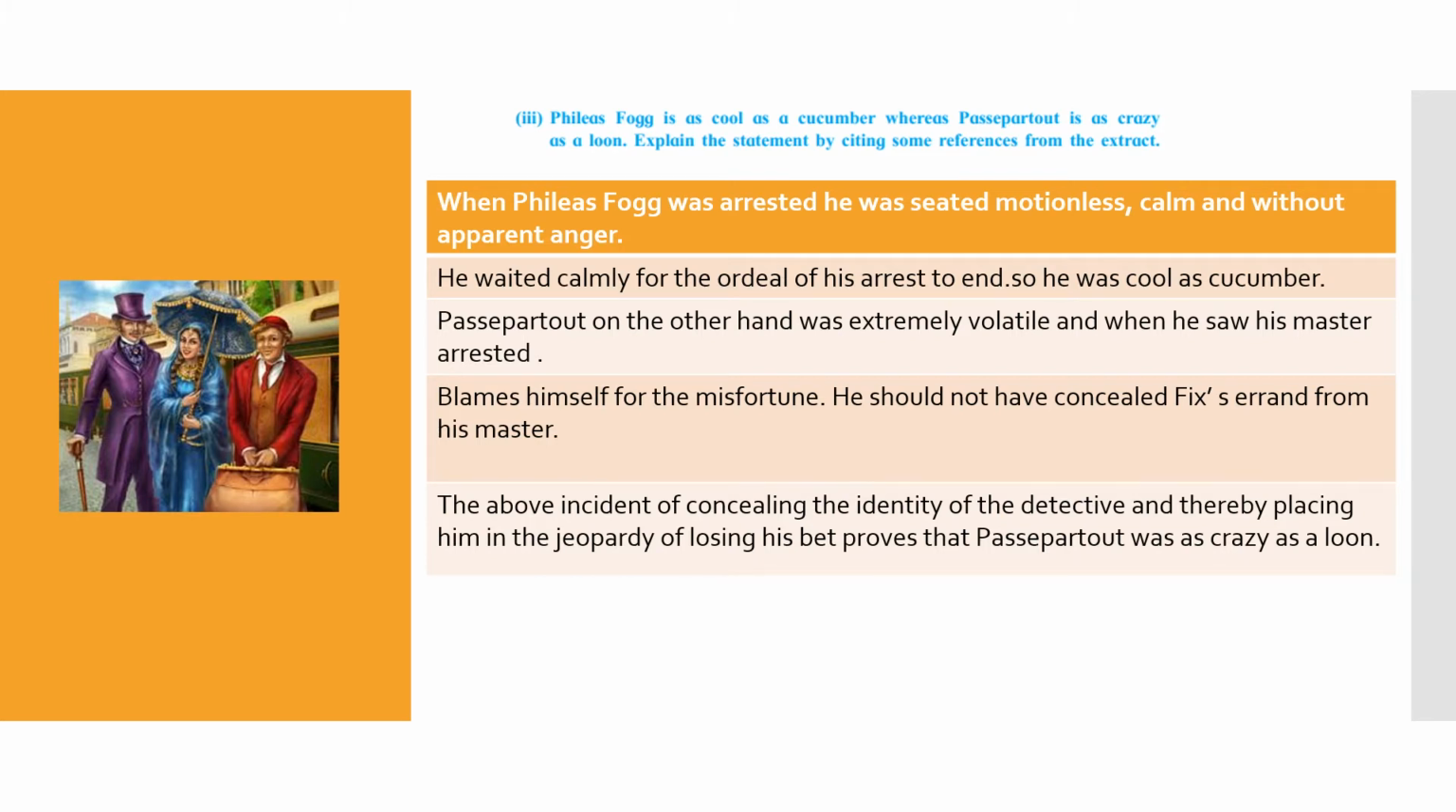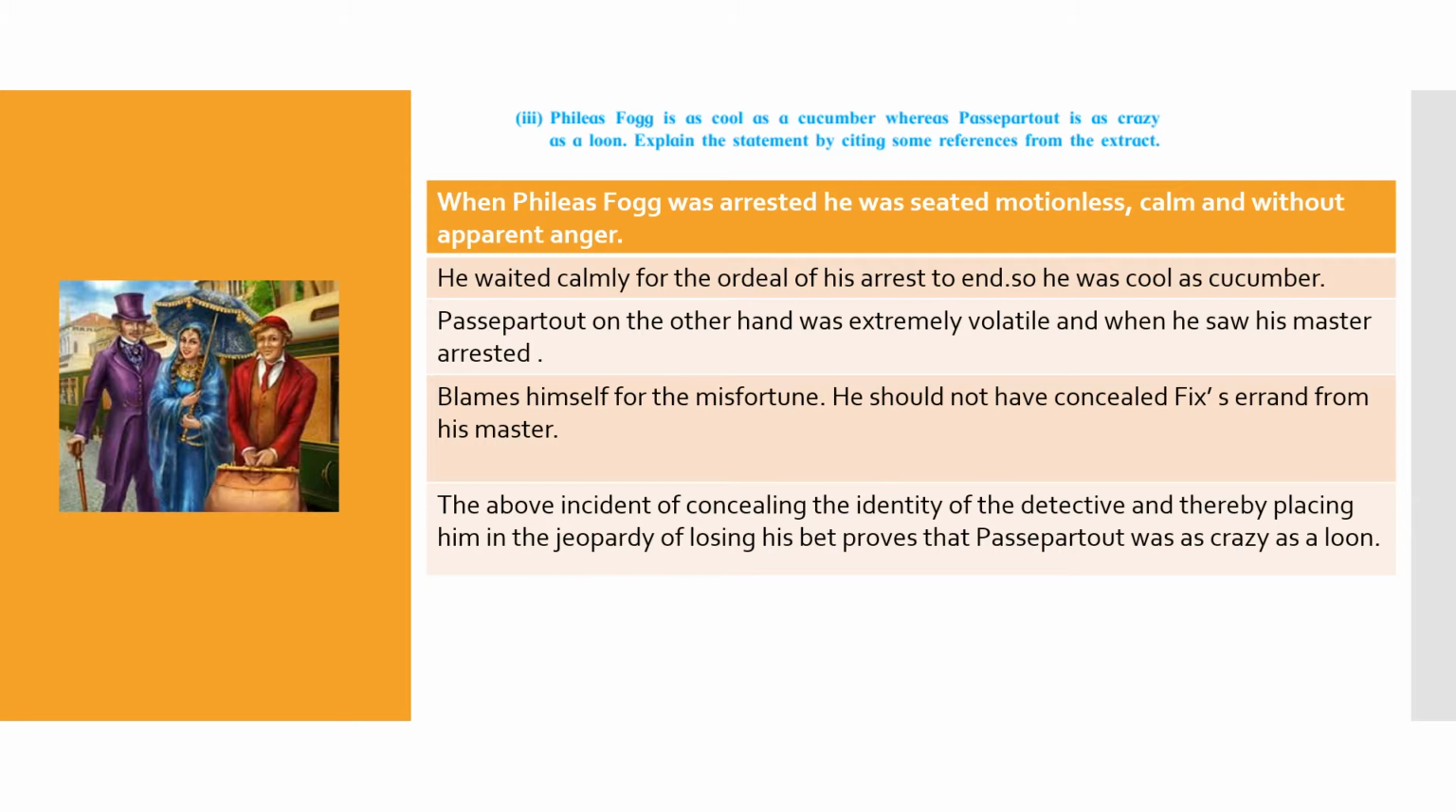So, when Phileas Fogg was arrested, he was sitting motionless, calm, and without any anger. He was about to complete the challenge of traveling around the world in 80 days. He was just a few hours away from his final destination. Having arrived at Liverpool at 20 minutes before 12 on the 21st of December, he still had 9 hours and a quarter, and the journey from Liverpool to London was only 6 hours. However, the arrest that took place following the reach at Liverpool proved to be fatal. He seemed to resign from the entire situation. There he sat calmly waiting for the ordeal to end. So he is cool like a cucumber.